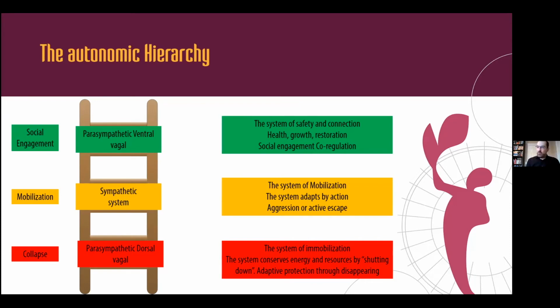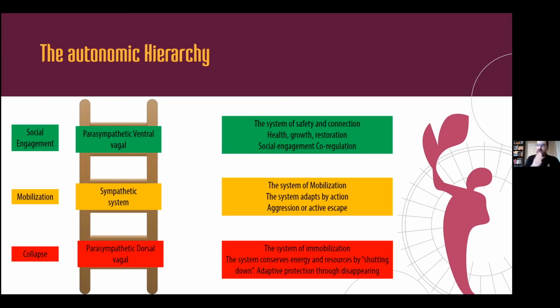We go down the ladder once we start feeling threatened, and so we start engaging the sympathetic system, which is the system involved in mobilization. This is the system that helps us adapt to the environment by taking action. We either become aggressive and fight, or we flee, and the system helps us with active escape. When the threat is too much to handle and we don't have resources, we go further down to the bottom, shown here by the red, which is the parasympathetic dorsal vagal. One word to describe this system is collapse. This is the system of immobilization, and the way it helps us is by conserving energy. It pretty much shuts everything down and protects our energy stores.